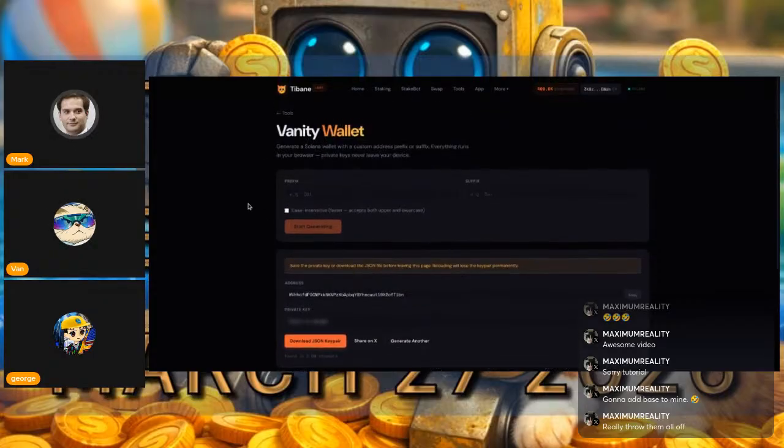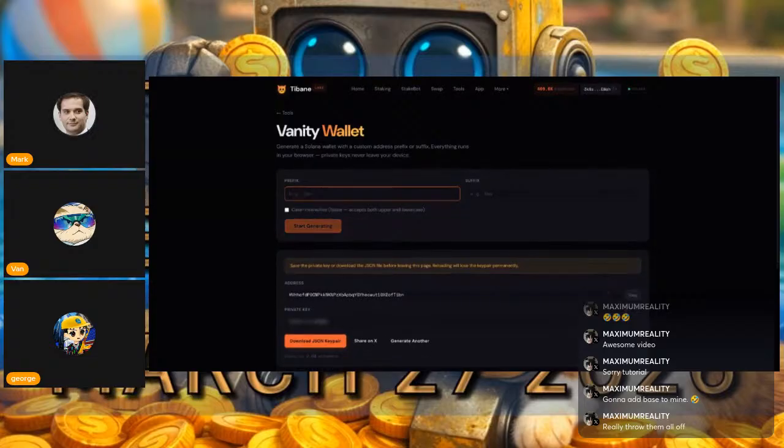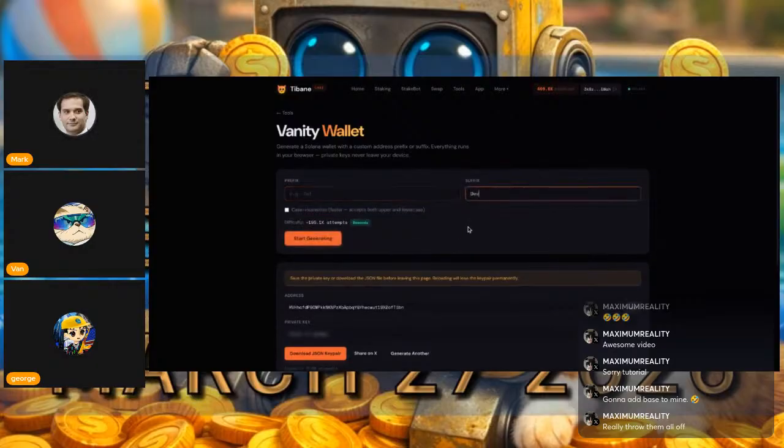This is running fully on your browser. This means, by the way, that the server has no idea of the keys you generate. So this is fully private, which is a requirement for this to be safe. So whatever address you generate here, you can use without having to worry about anything.